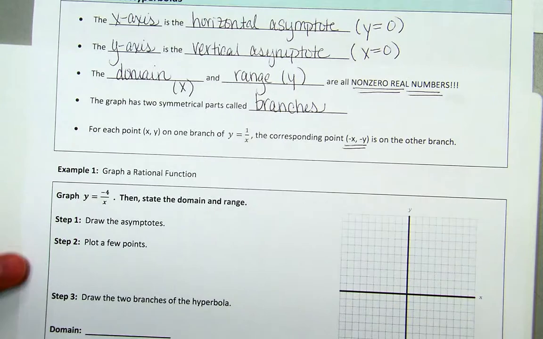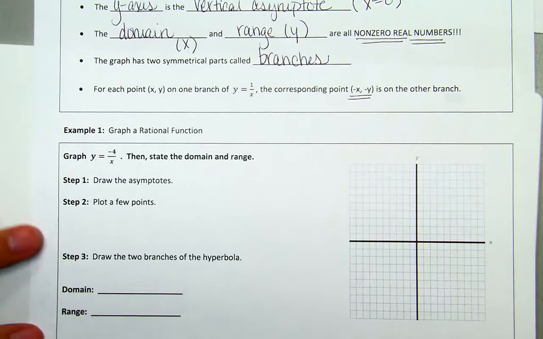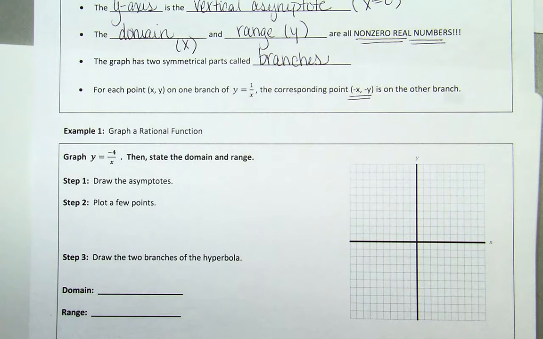So let's talk about example 1. In example 1, they're giving you a graph of a rational function. And in this graph, there's a couple things that you're going to want to notice. The first is this looks very similar to the parent functions that we talked about before. So y equals negative 4 over x. We want to find and state the domain and range for each of these, and I gave you guys 3 steps to follow through with example 1.